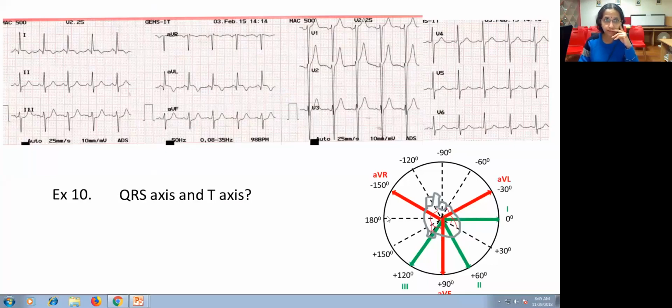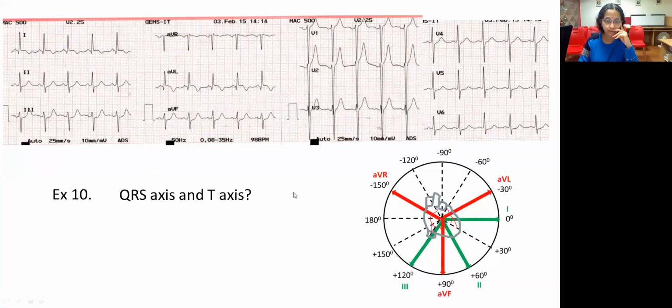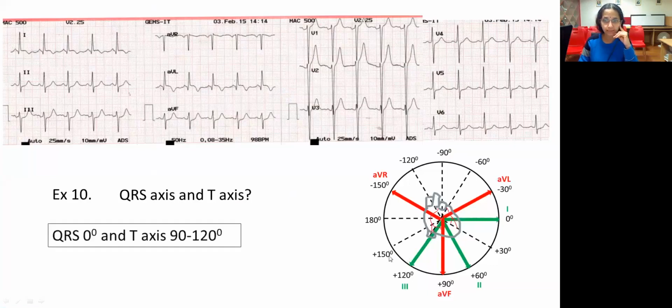And then you have it positive in lead 3, maximum positive in lead 3, and negative in AVL. So negative in AVL, positive in lead 3. So your T wave axis is right lower quadrant. Yes, that's right. So your T wave axis is around 120 degrees and your QRS is 0 degrees. The QRST angle is more than 60 degrees, both of which are abnormal.